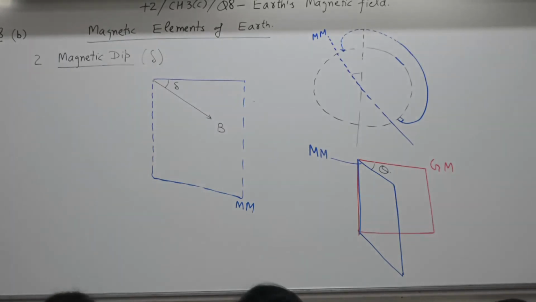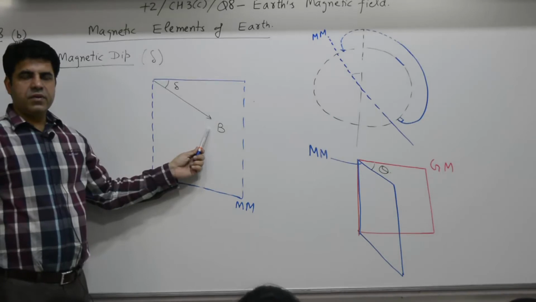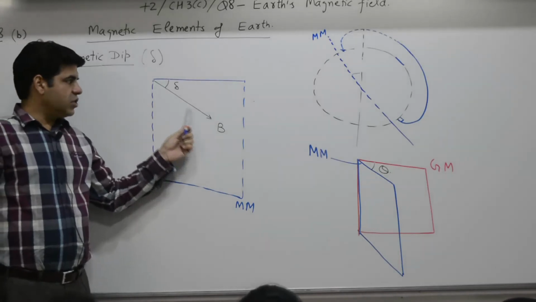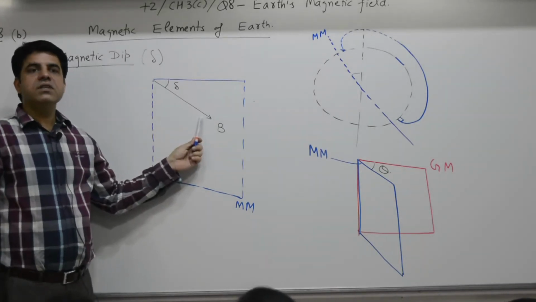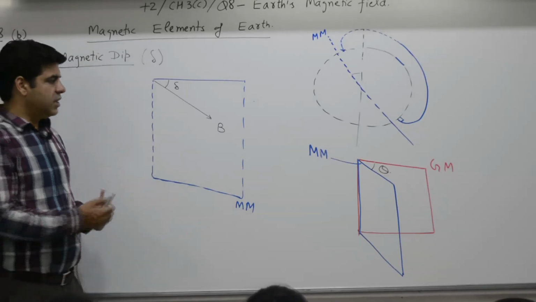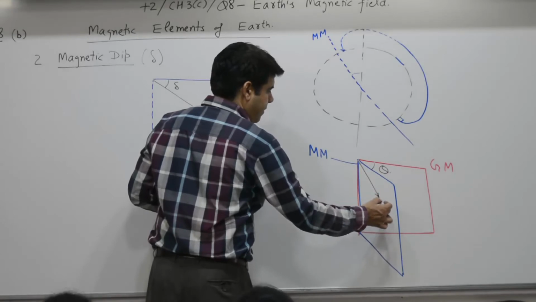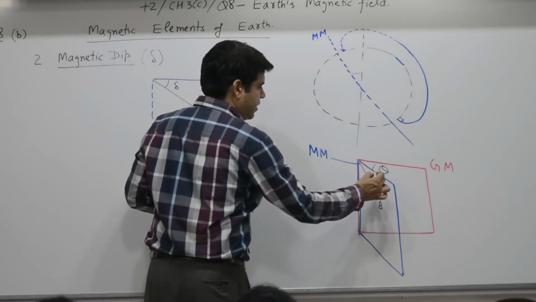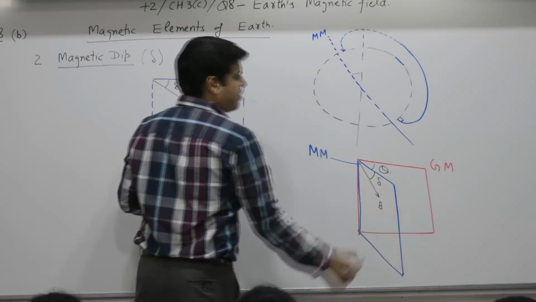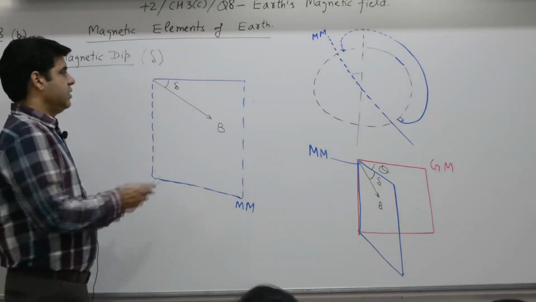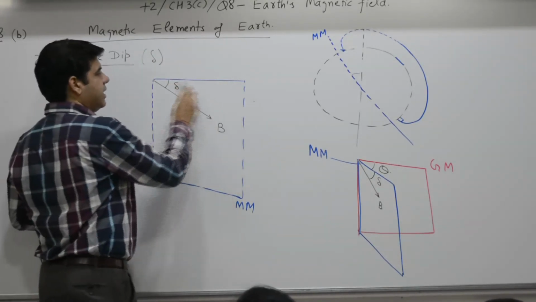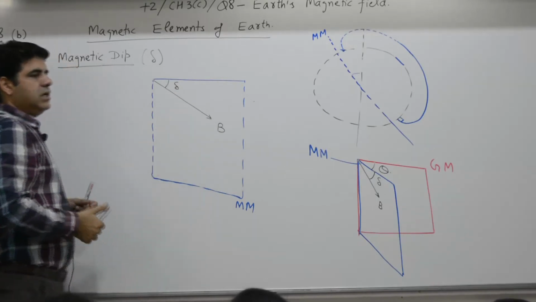Repeat. Magnetic dip at a place is defined as the angle which the direction of total strength, B is the total strength, makes with the horizontal. If I am to draw it in this diagram, then the angle with the horizontal line. This is the plane. It makes angle delta.